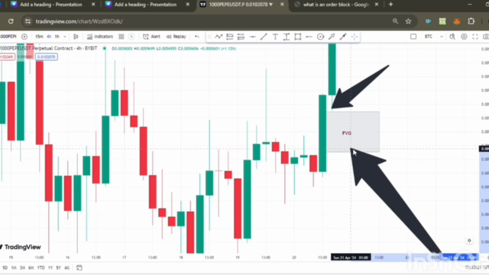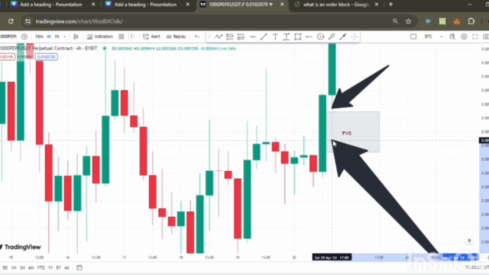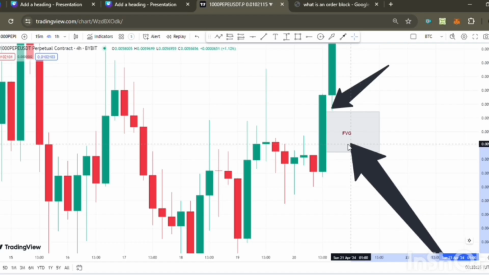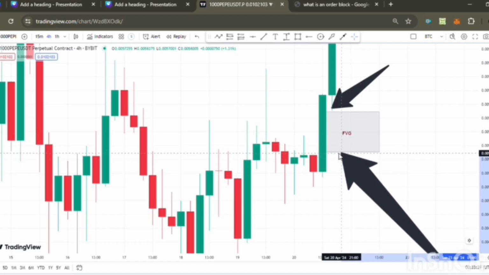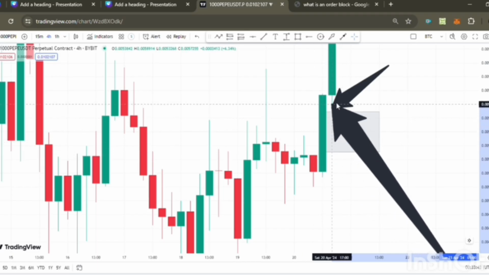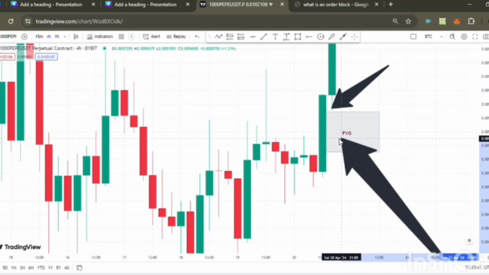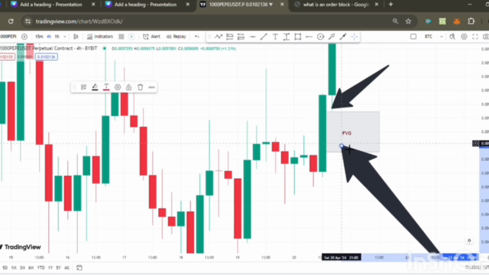So you can see it. The gap between them is called fair value gap, and this gap between them is as a result of the market imbalance. The market is not balanced, and as such, the market will always come to fill that imbalance. We don't know how long it's going to take, but we know that the market will usually come to fill that imbalance.